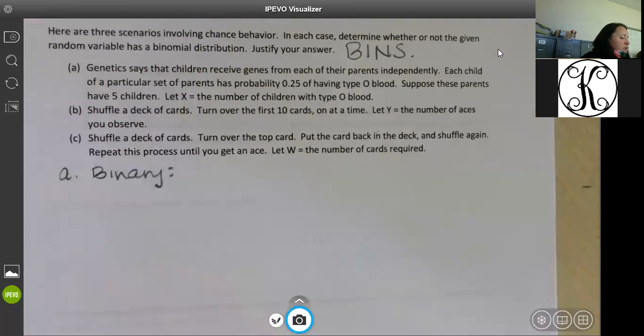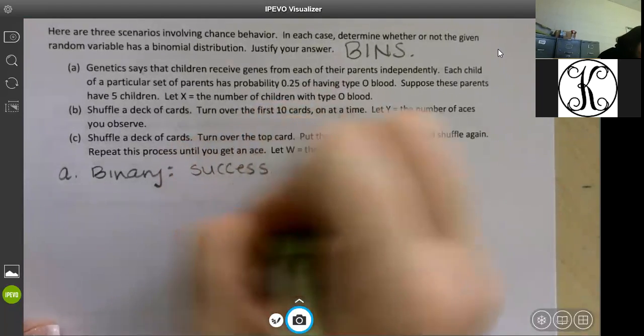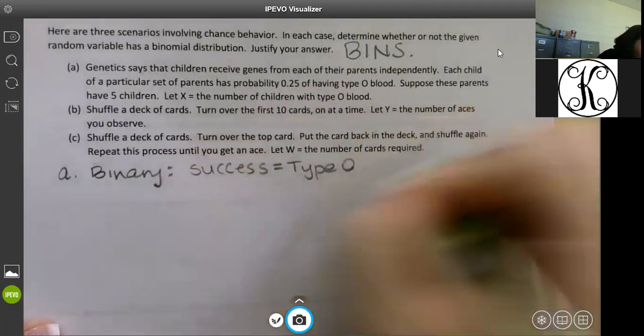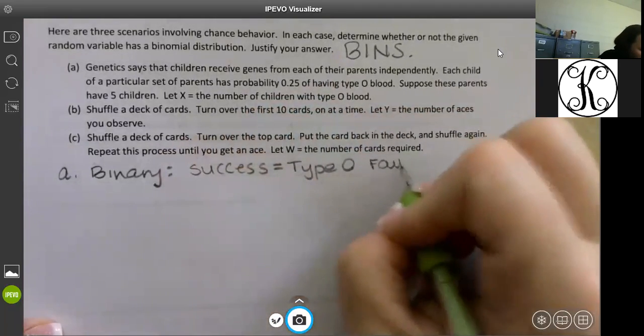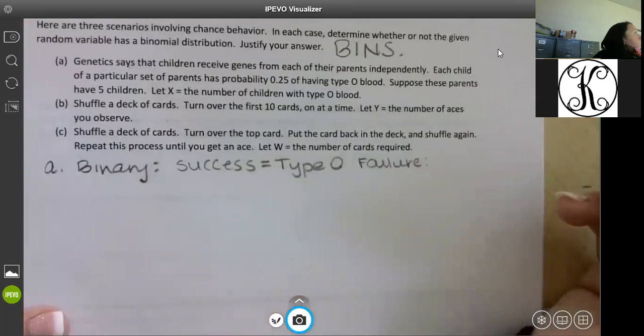Each child of a particular set of parents has probability 0.25 of having type O blood. Suppose these parents have 5 children. Let X equal the number of children with type O blood. So what would the success be? Type O. What would the failure be? Not type O.